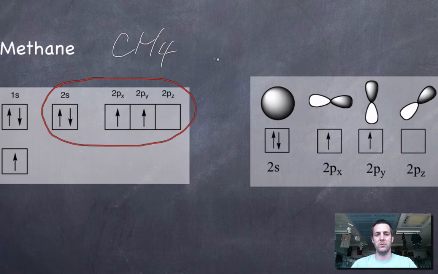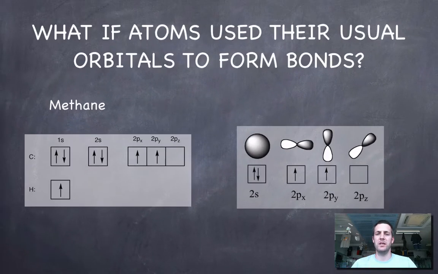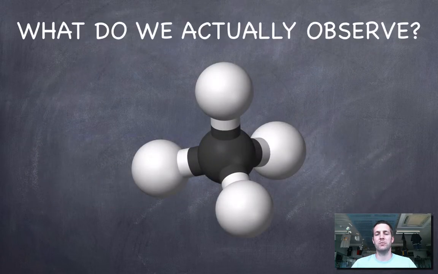So we might expect two of the bonds to be 90 degrees apart and the other two to be something to do with this sphere. But certainly we wouldn't expect to see four exactly the same bonds. But that is exactly what we see.